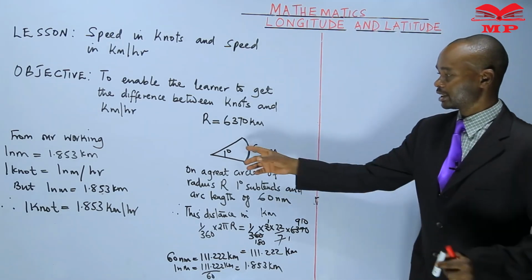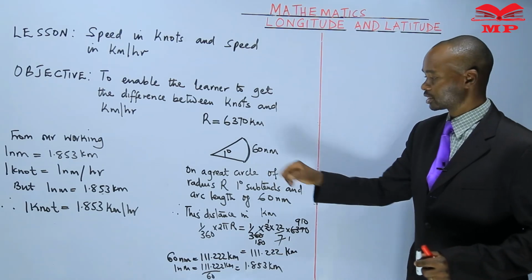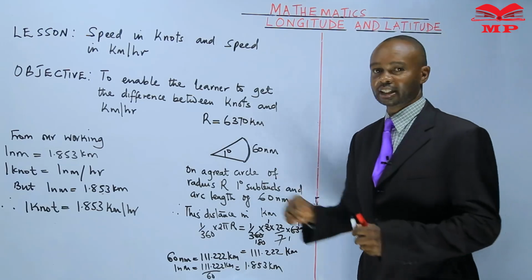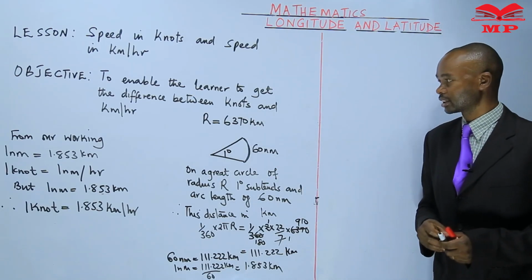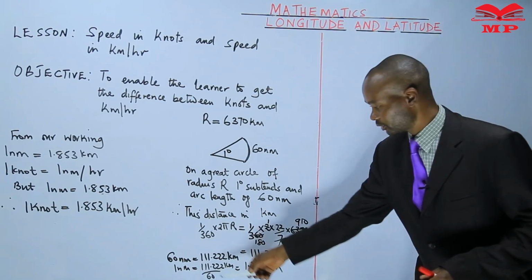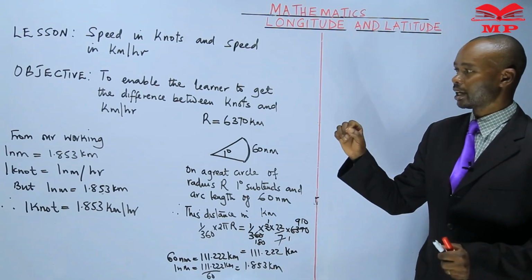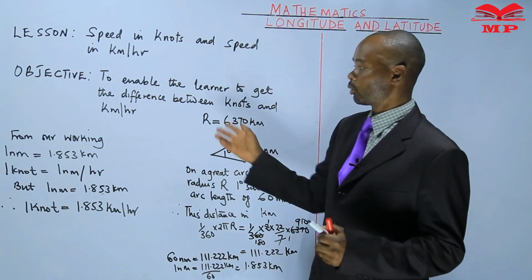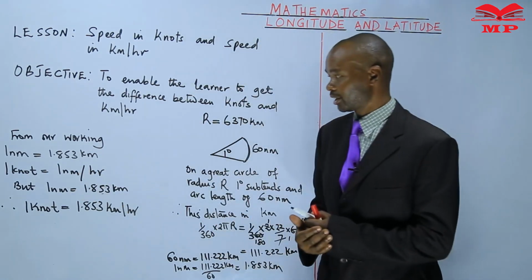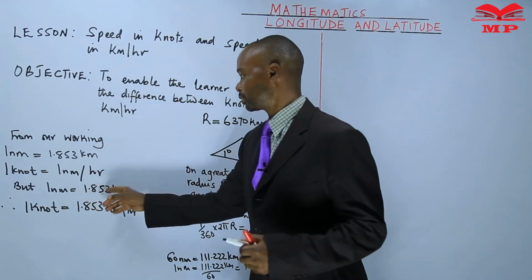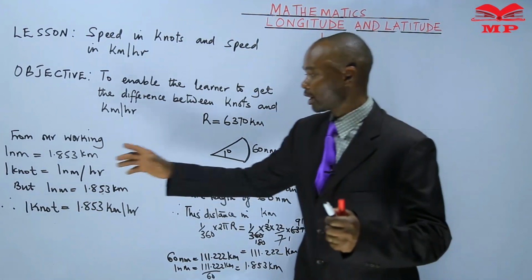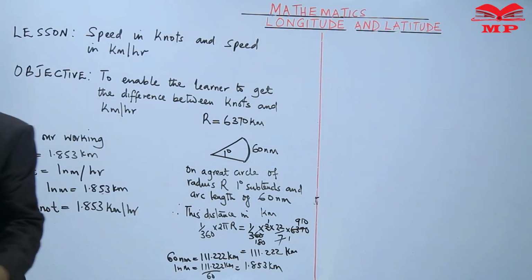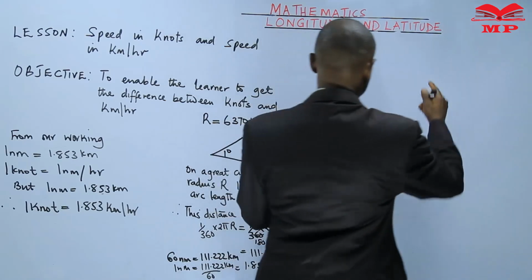Everywhere on Earth, any great circle subtends 60 nautical miles. Any great circle will have radius r, 6,370 kilometers. So from there we get the relationship between a nautical mile and a kilometer. But we are told 1 knot is equal to 1 nautical mile per hour, and 1 nautical mile is 1.853 kilometers. Therefore, 1 knot is 1.853 kilometers per hour. So straight to an example where we shall apply that.